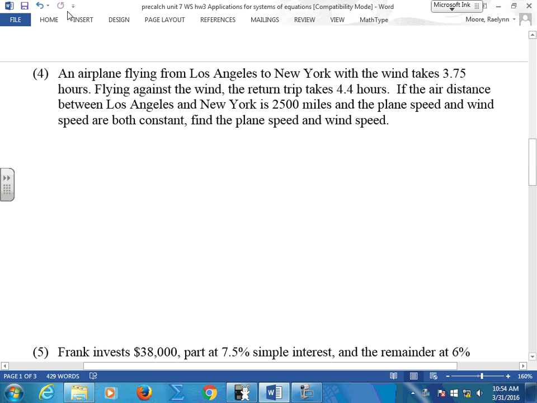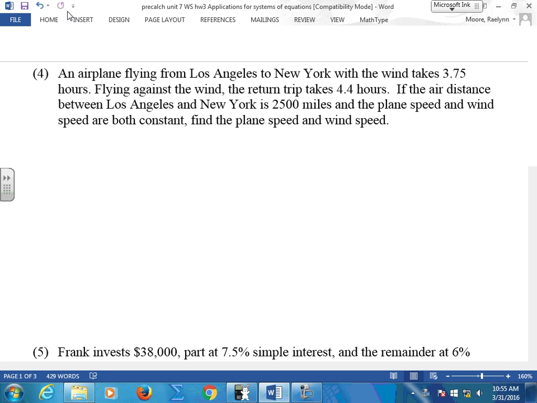An airplane flying from Los Angeles to New York with the wind takes 3.75 hours. Flying against the wind on the return trip takes 4.4 hours. What caused them not to be the same? The wind. So the wind has a speed, doesn't it?